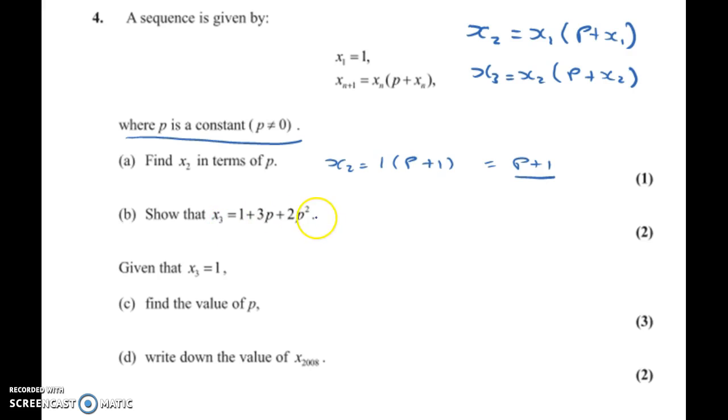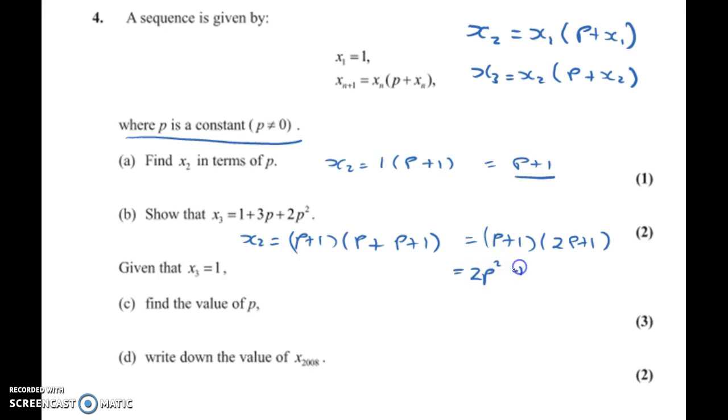Show that x3 equals this expression here. So we have x3 equals x2, which is p add 1, bracket p add x2. So we're going to simplify that and expand the bracket. So that equals p add 1 bracket 2p add 1 close bracket. So when we multiply that out, we get 2p squared add 3p add 1. So we've proved it. It says here that x3 is equal to 1.